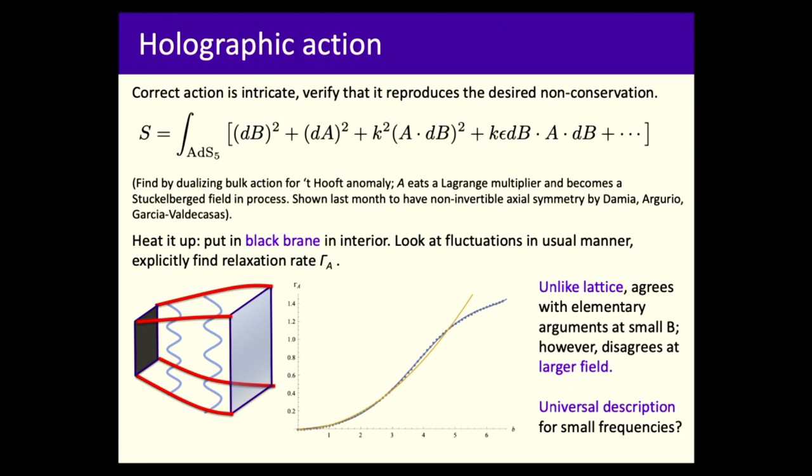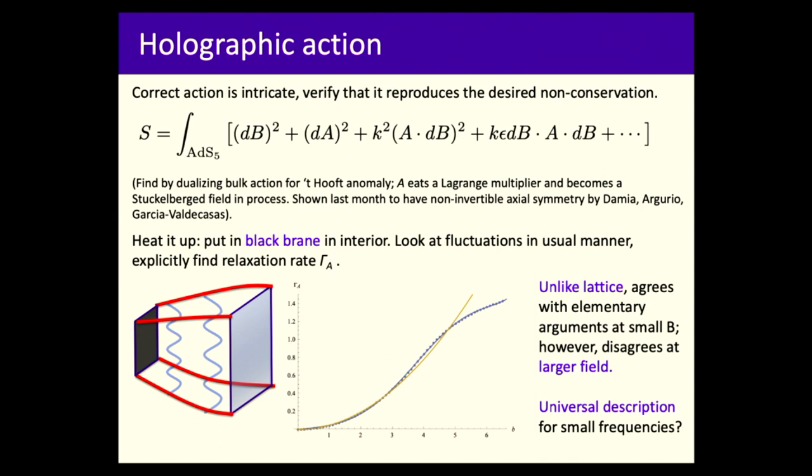So for example, we calculated, among other things, the charge relaxation rate. We calculated it, and that is these blue dots here. The way you do it is that you fluctuate these fields. They wiggle in, they fall on a black brane, they bounce back, and there are normal holographic techniques to calculate all these things. I'm happy to talk about them more, and Arpit has a poster where you can learn more about the details of how we did this. And we got this blue curve here.